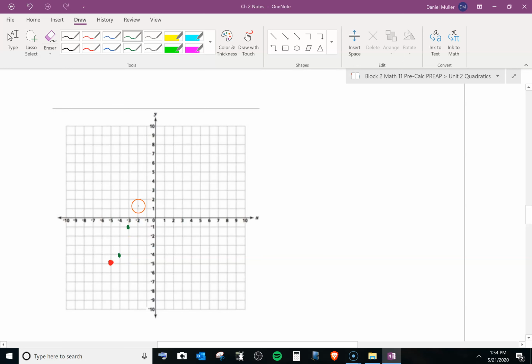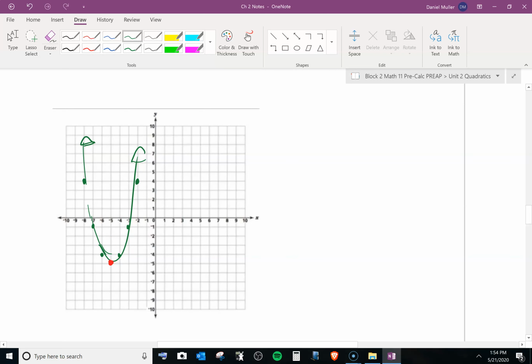Over 1, up 1, 2, 3, 4, 5. Other side. Over 1, up 1. Over 1, up 1, 2, 3. Over 1, up 1, 2, 3, 4, 5. And there's your drawing. You connect the dots as best you can. Doesn't look like trash like mine, hopefully.